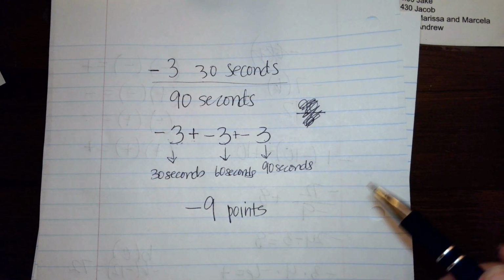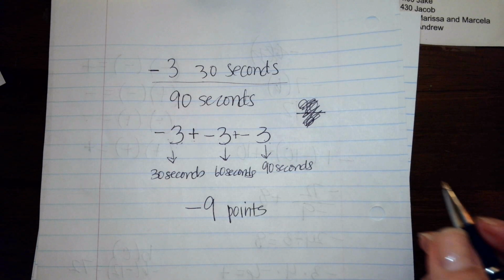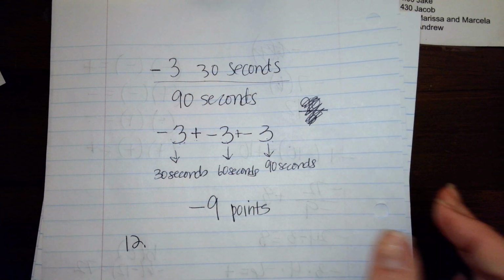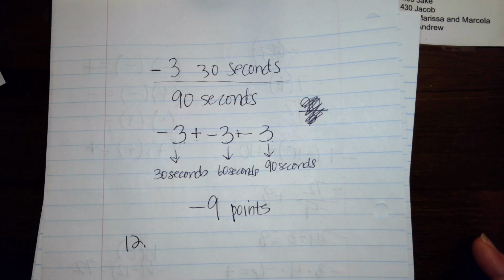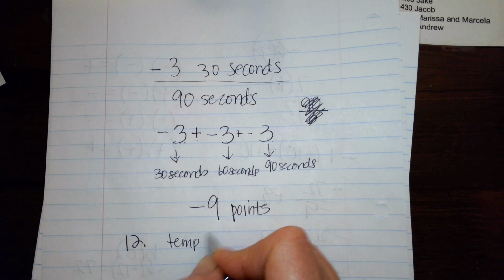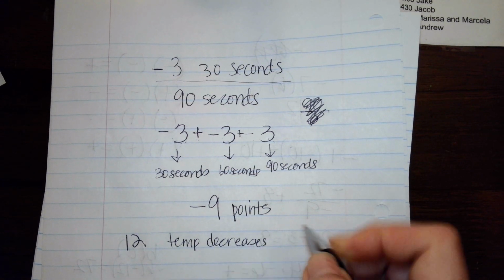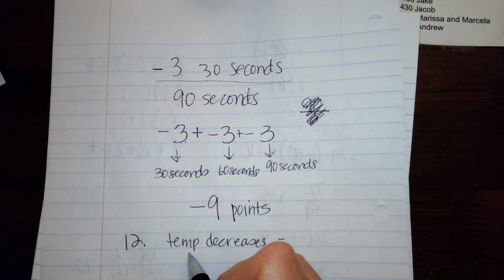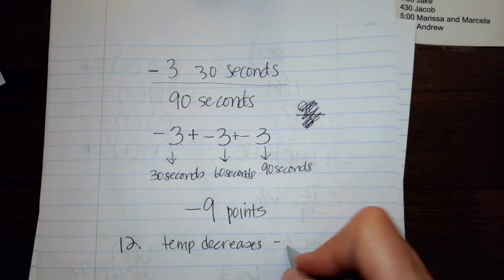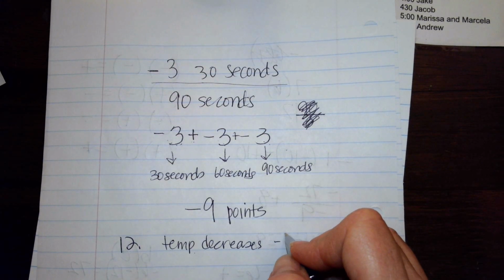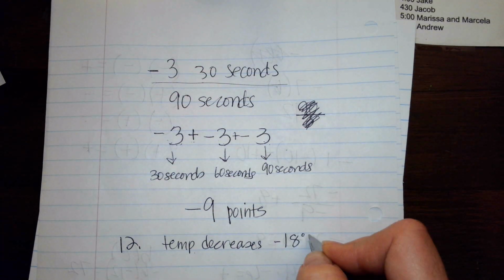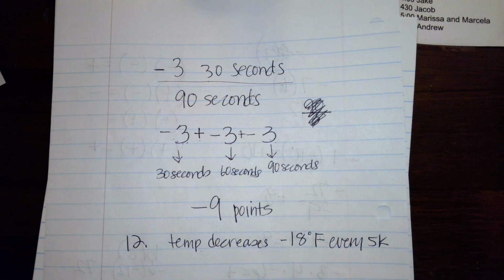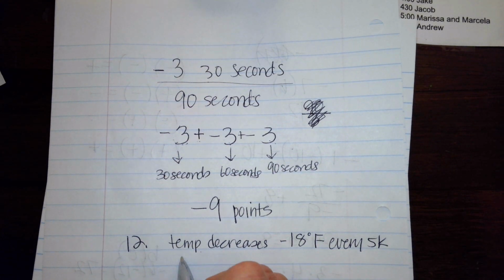And then I couldn't see number 12. You had number 12, 13, 14, 15. So can you read 12 for me? Yeah. Number 12 is, on a mountain, the temperature decreases by 18 degrees Fahrenheit every 5,000 feet. What integer represents the change in temperature at 20,000 feet? Okay, can you read it again? On the mountain, the temperature decreases by 18 degrees Fahrenheit every 5,000 feet. Okay. What integer represents the change in temperature at 20,000 feet?